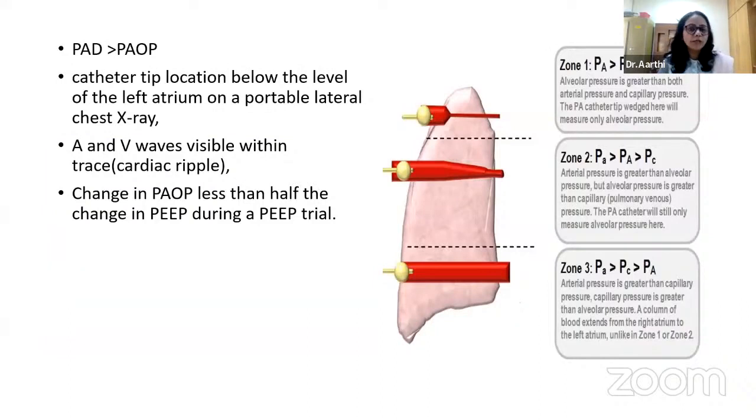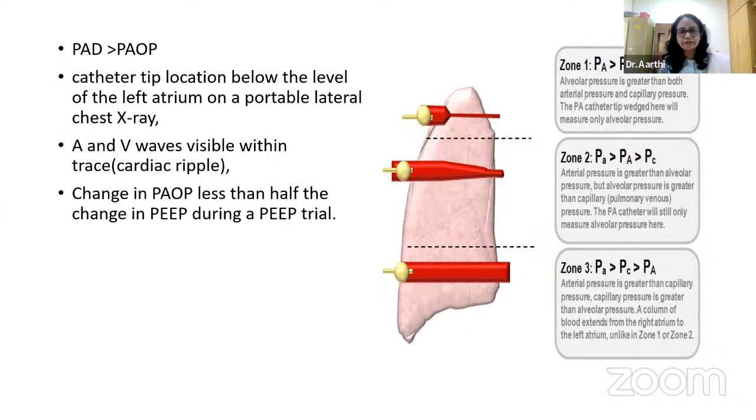So where do we normally position these catheters? The pulmonary artery catheter has to be positioned in West zone 3, where we need a constant blood flow, which happens in zone 3, where the pulmonary arterial pressure is greater than the capillary pressure, which is greater than the alveolar pressure.